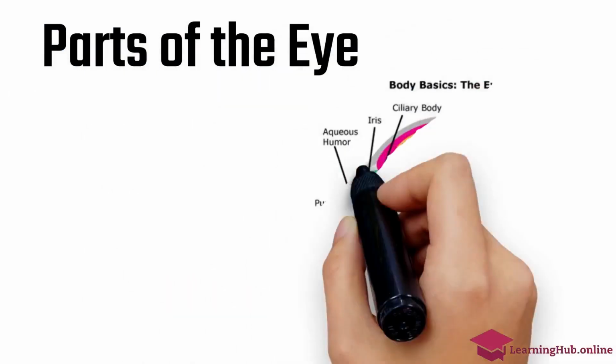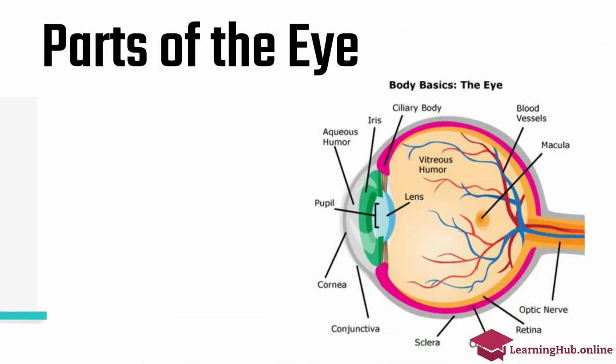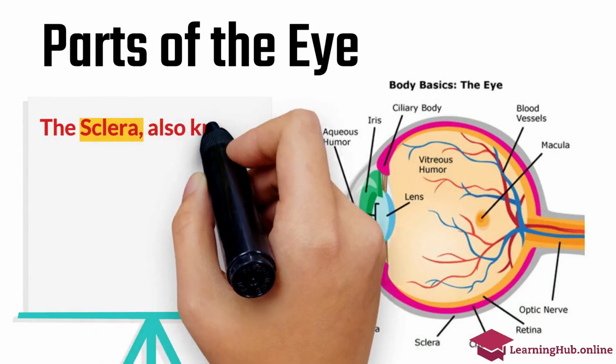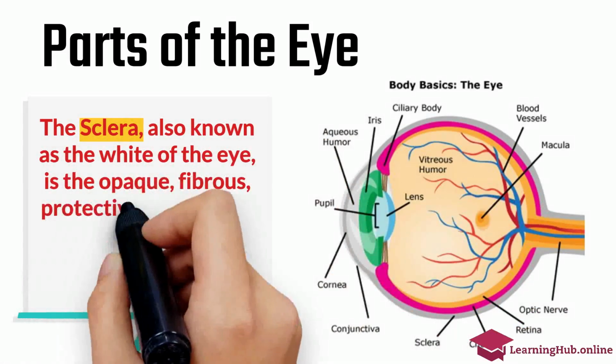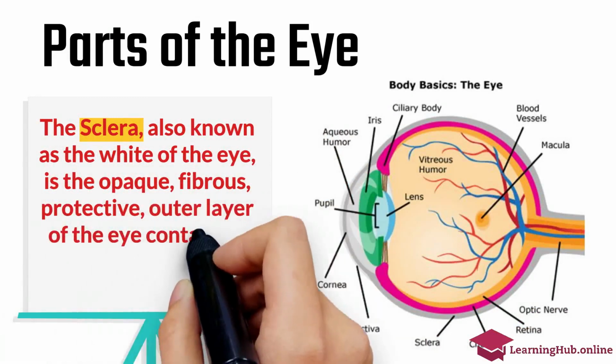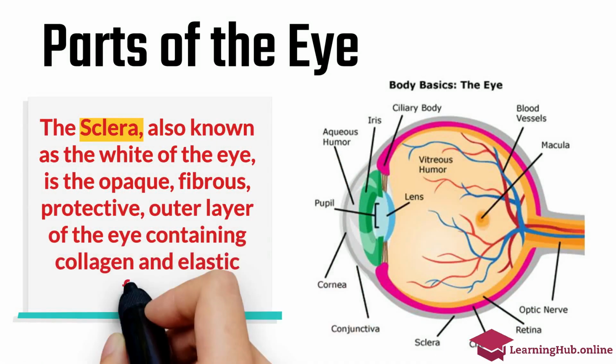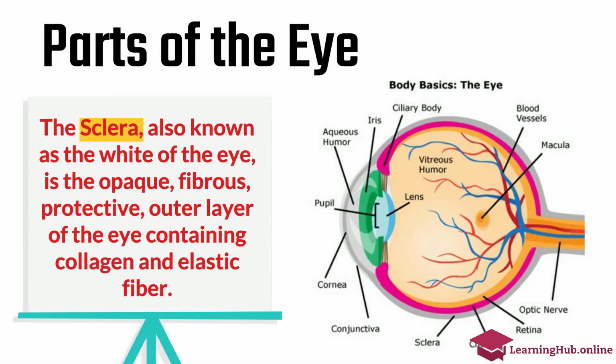Parts of the eye. The sclera, also known as the white of the eye, is the opaque, fibrous, protective outer layer of the eye, containing collagen and elastic fiber.